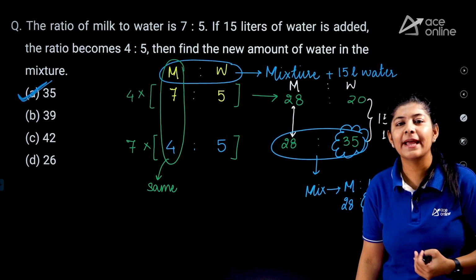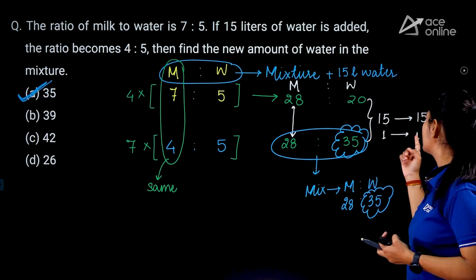Why are we not multiplying it by any number? Because it is present on the multiple of 1 only.